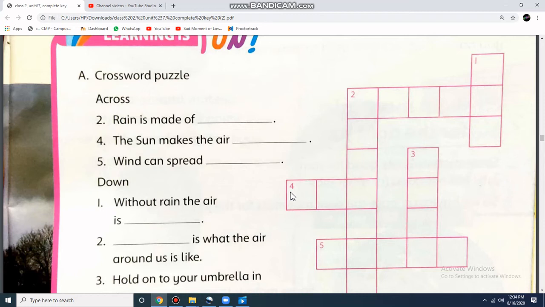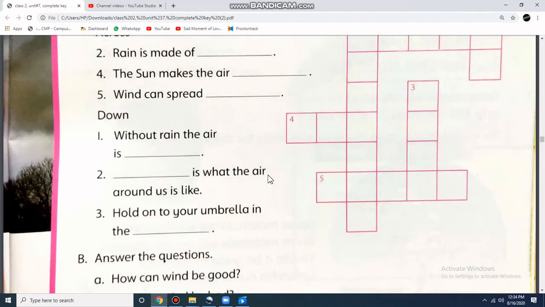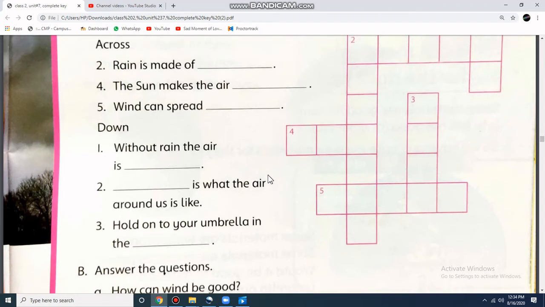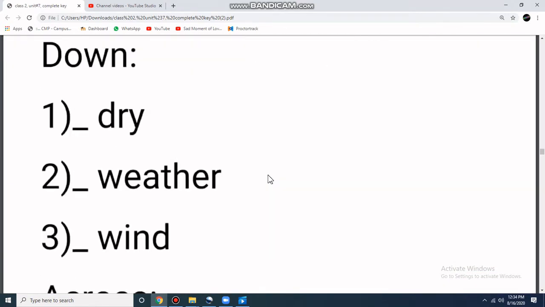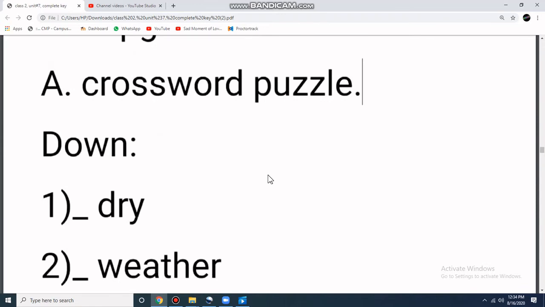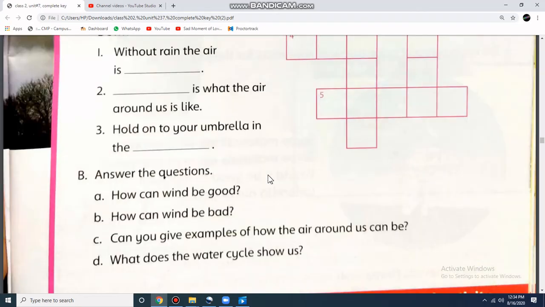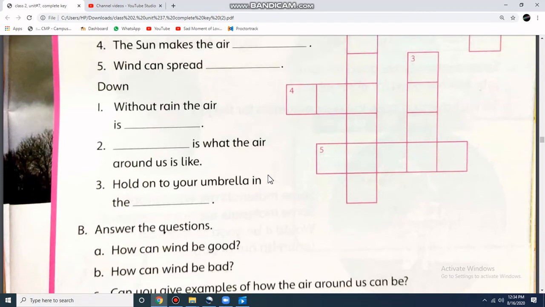Okay, without rain the air is, let's see what is the answer. Without rain the air is dry. Weather is what the air around us is like.